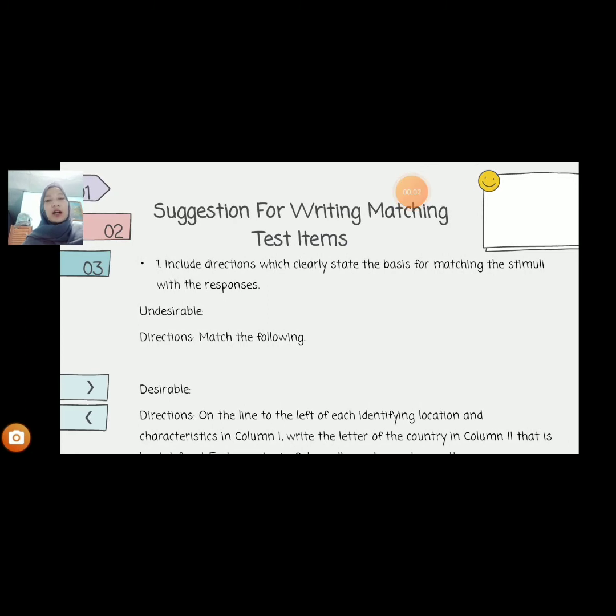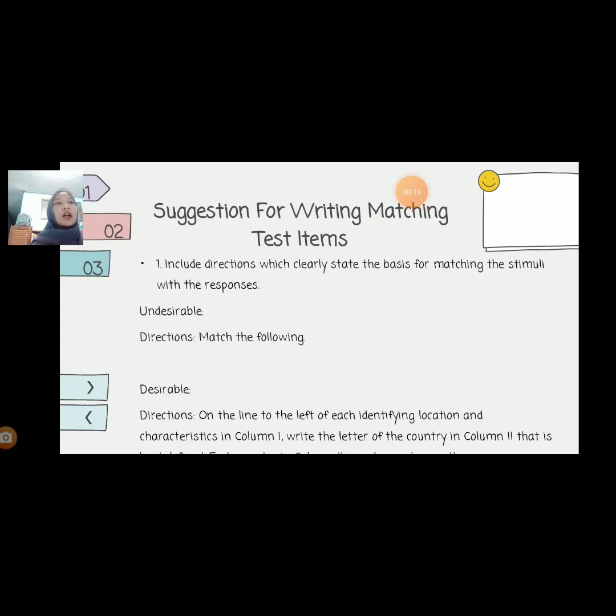Okay, now about the suggestions for writing matching test items. First, include directions which clearly state the basis for matching the stimuli with the responses.